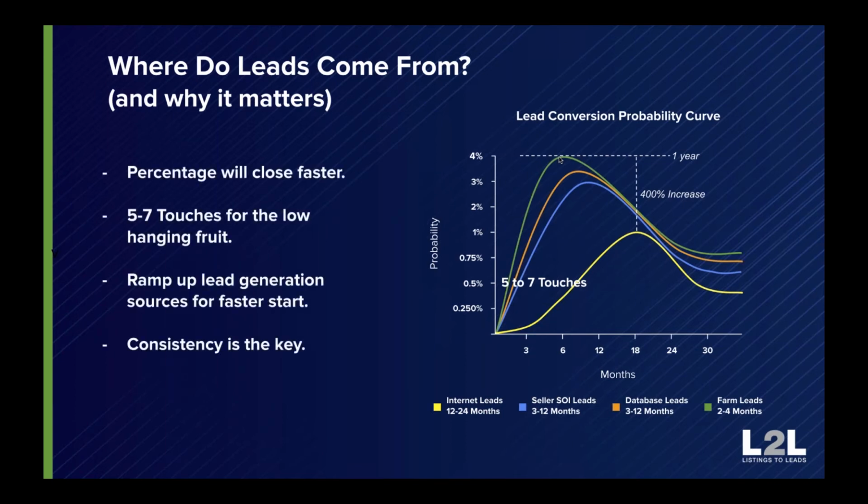Now, with all lead generation, some are going to close quicker than what I'm showing you here. Some will never close at all. The 5 to 7 touches for the low-hanging fruit, so the follow-up within Listings to Leads, adding on that you're going to call them right away where you've got the phone number, will help you close them even faster.